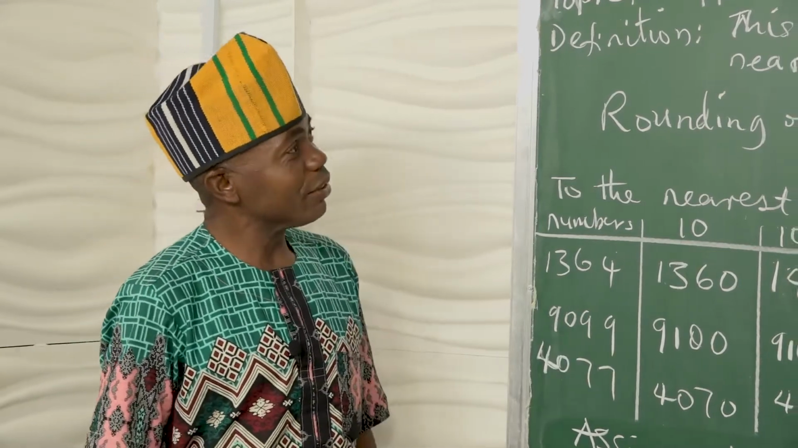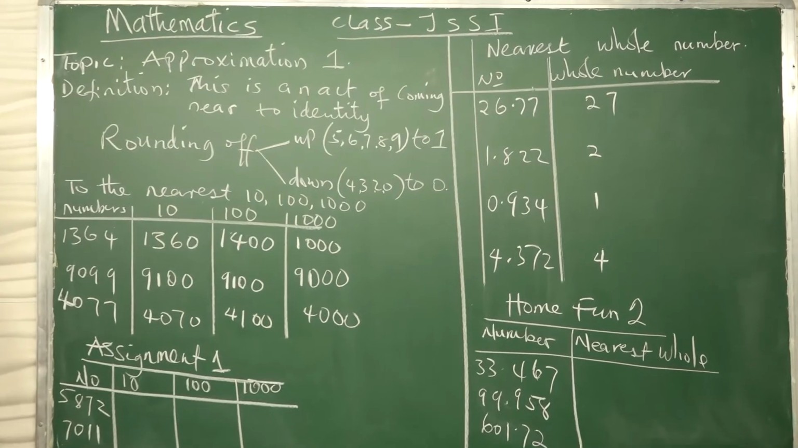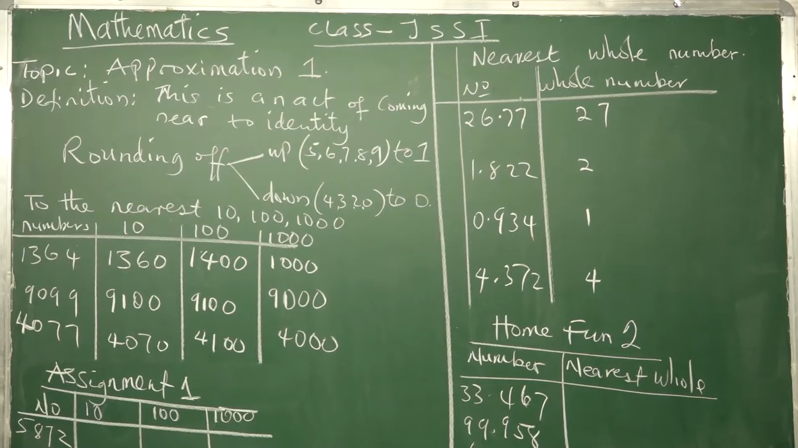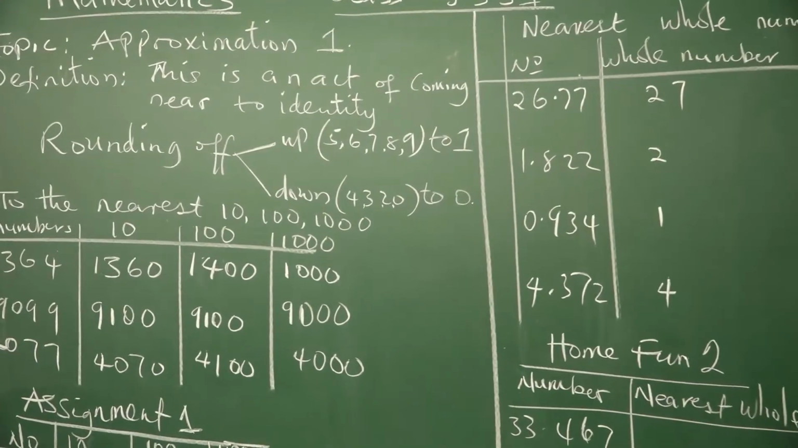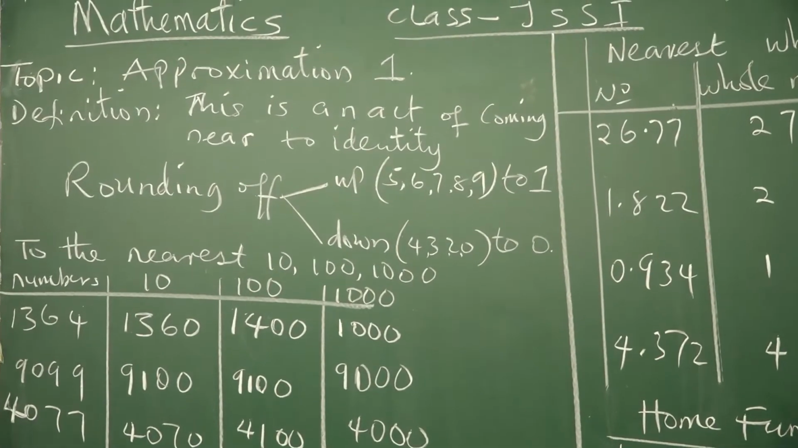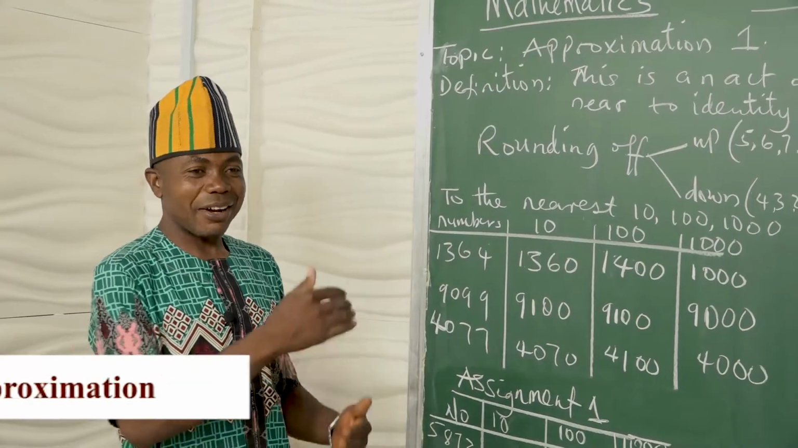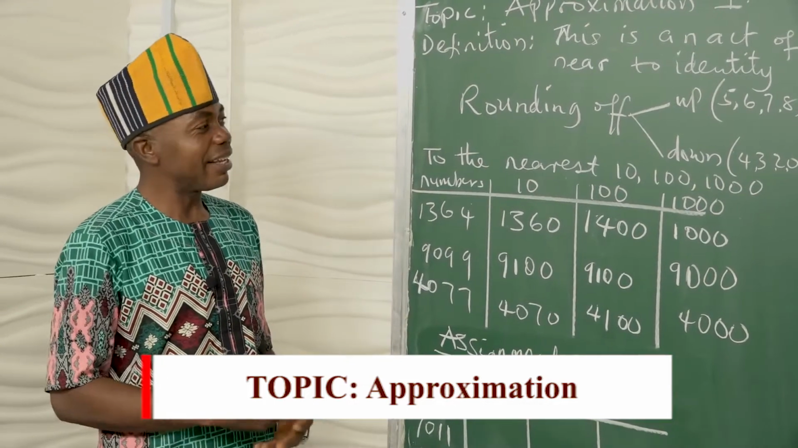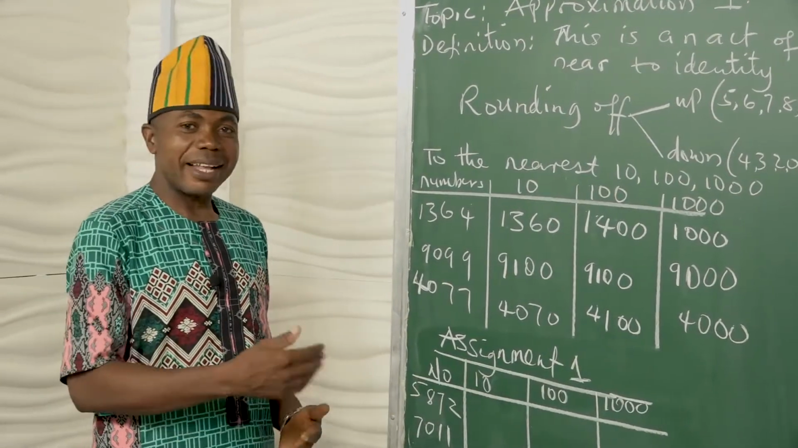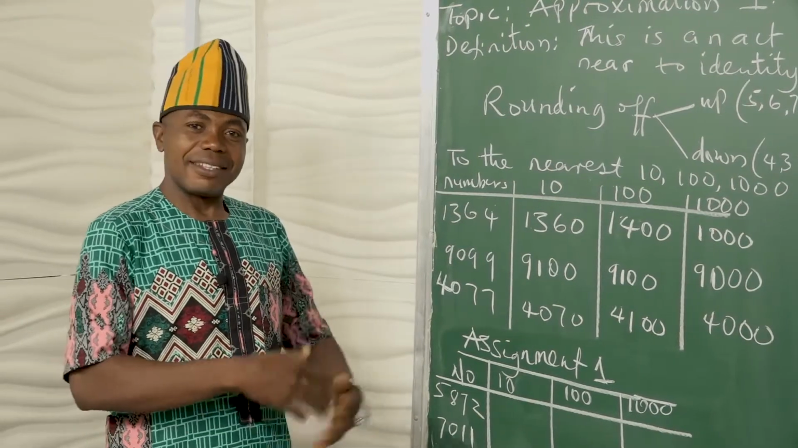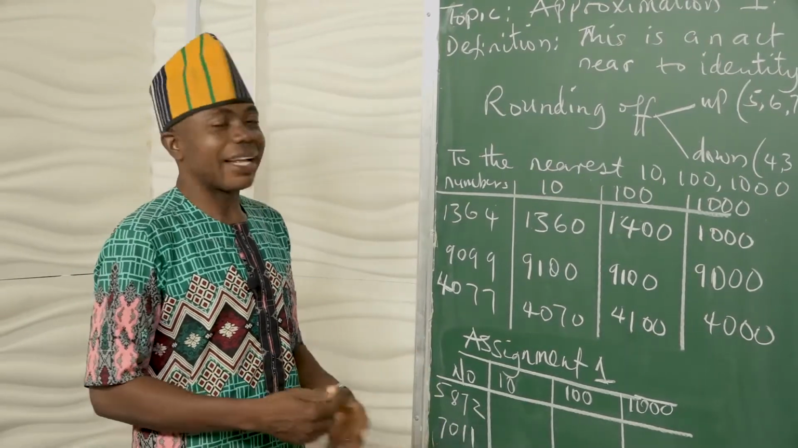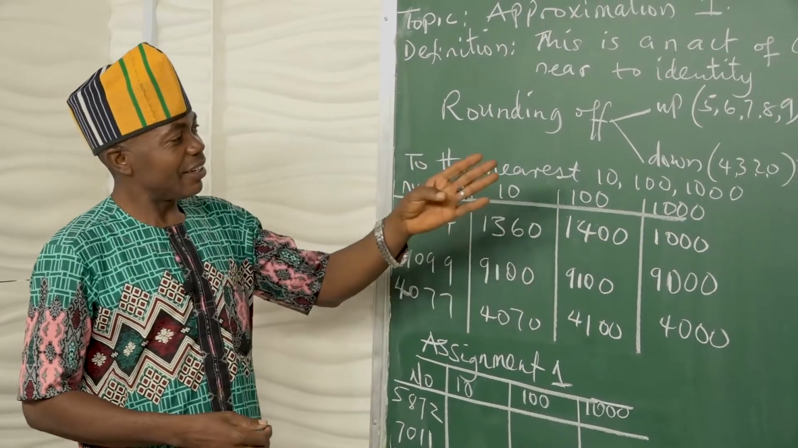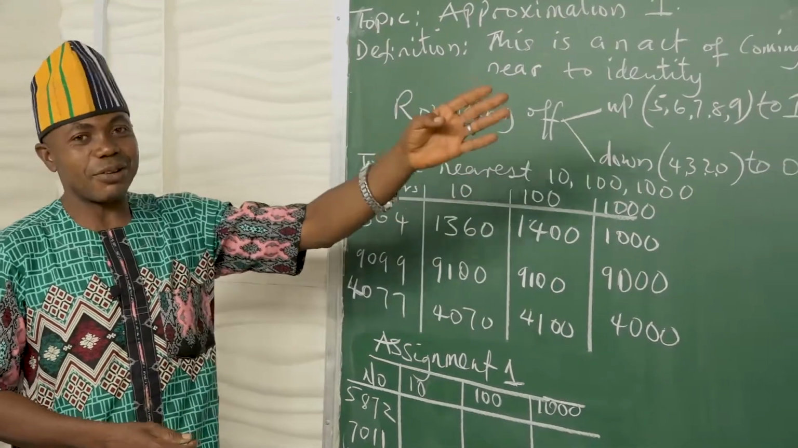And today we're going to study a topic I subdivided into so many. Approximation. What is approximation? Approximation is an act of coming near to identity. When you are closer to identity, or you are asked to approximate to a nearest number, a whole number, decimal, significance, and many others. But for this topic and this package, we will look at approximating to the nearest 10, 100, and 1,000, and the nearest whole number.